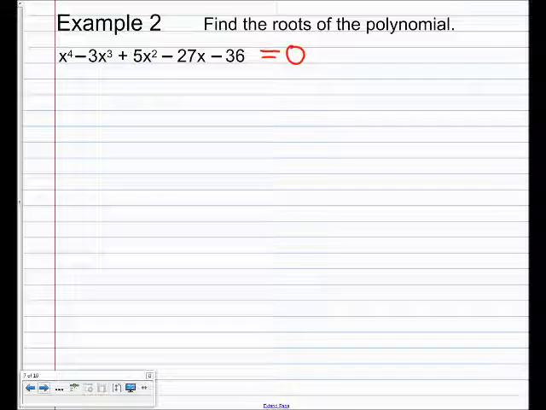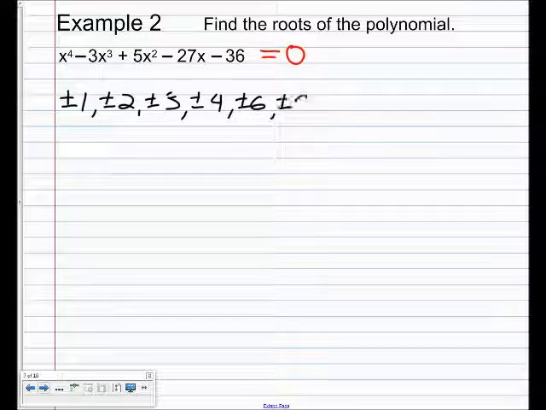6 and 6. 9 and 4. 12 and 3. 2 and 18. Very good. We got them all. So plus or minus 1, plus or minus 2, plus or minus 3, plus or minus 4, plus or minus 6, plus or minus 9, plus or minus 12, plus or minus 18, plus or minus 36. All right, so those are all of our factors of 36.